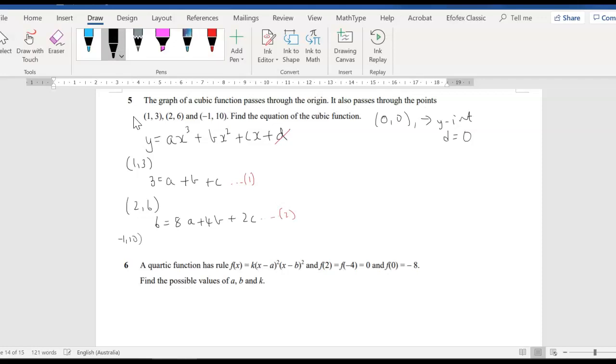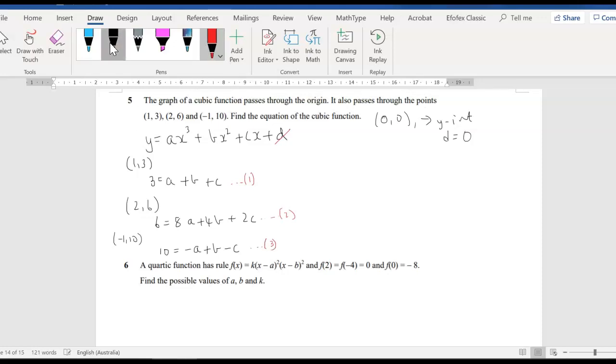(-1, 10). All right, so we're going to have 10 equals, now be careful with your negatives. So negative 1 cubed is negative 1, so we're going to have negative a. Then negative 1 squared is 1, so plus b. And then we've got negative 1 times c, so minus c. All right, and we've got equation 3.